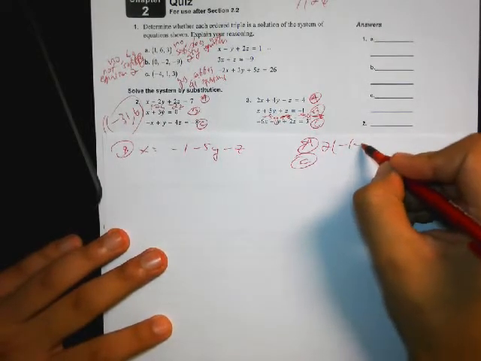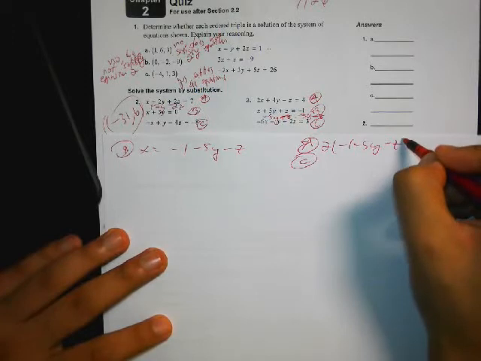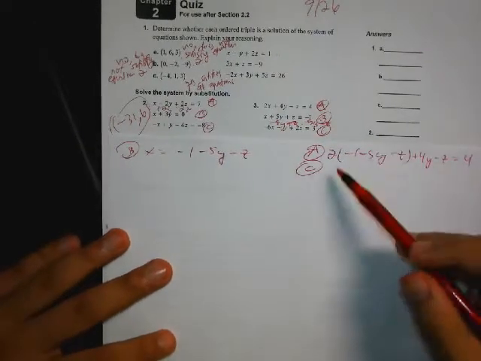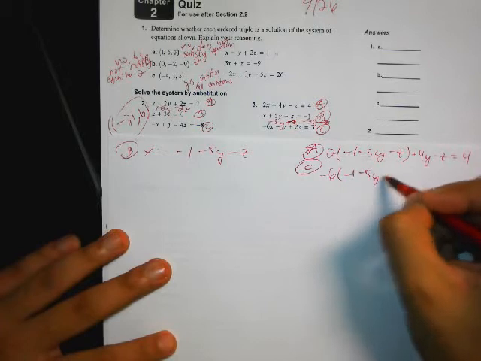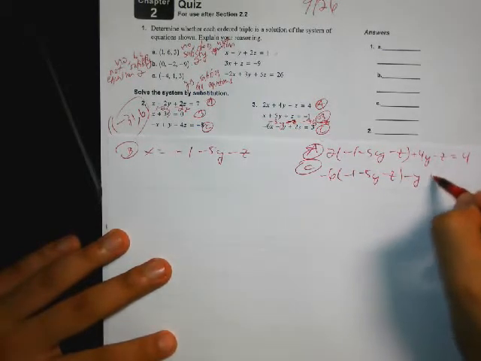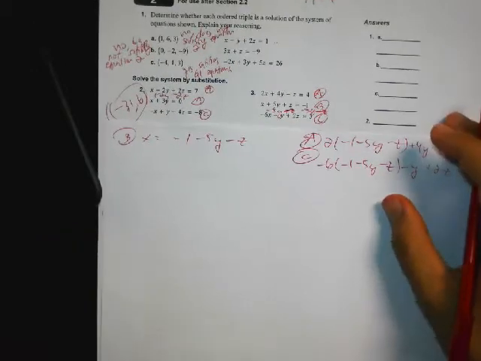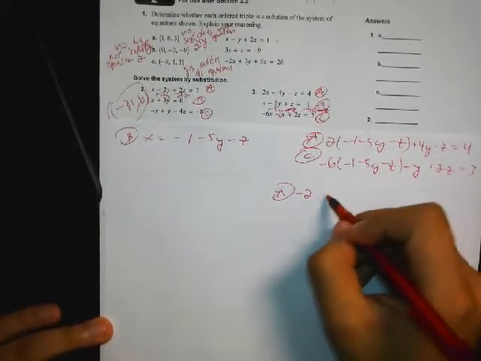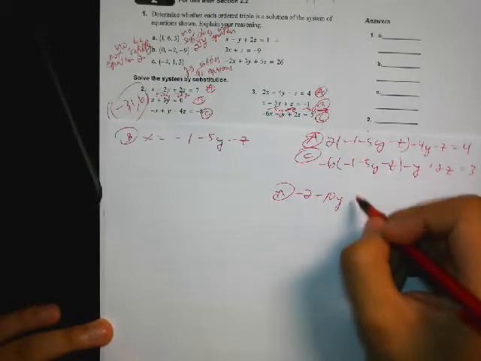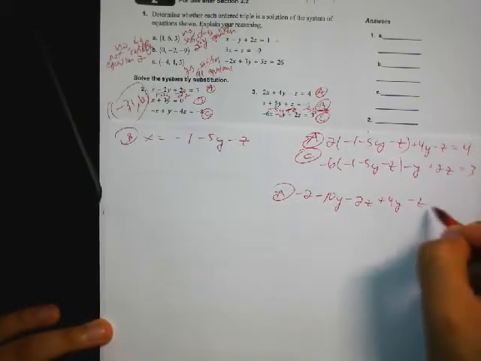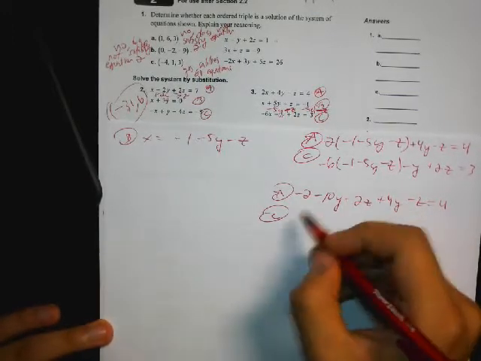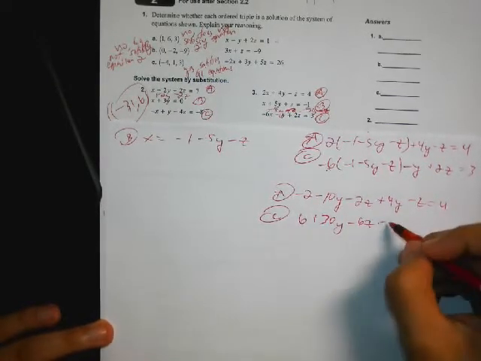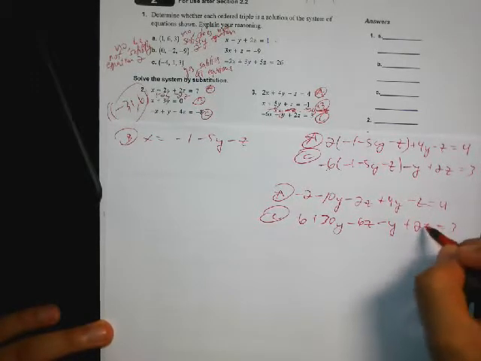So that's 2 times negative 1 minus 5y minus z, plus 4y minus z equals 4, and then c becomes negative 6 times negative 1 minus 5y minus z, minus y plus 2z equals 3. Go ahead and open up your parentheses, so a becomes negative 2 minus 10y minus 2z plus 4y minus z equals 4, and c becomes 6 plus 30y plus 6z minus y plus 2z equals 3.